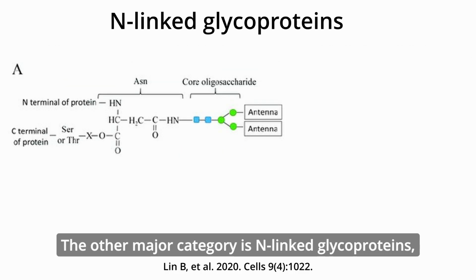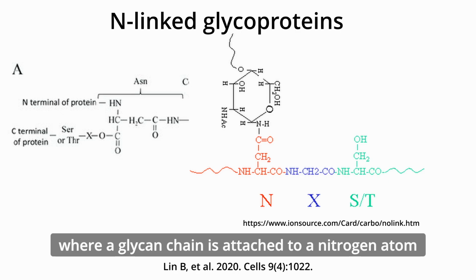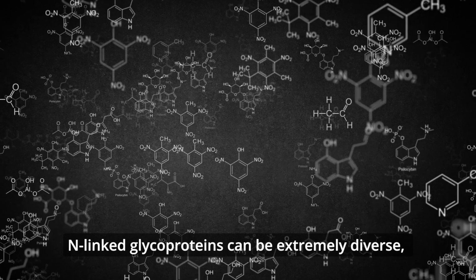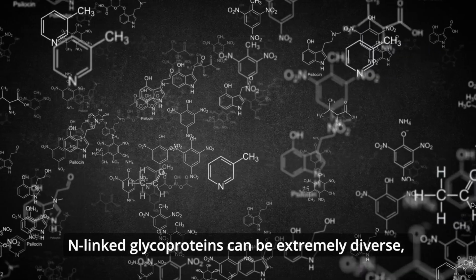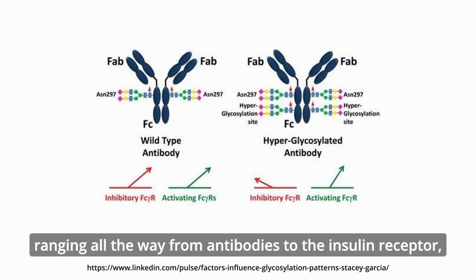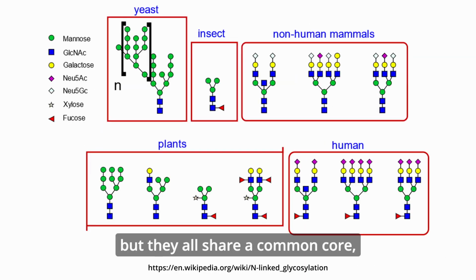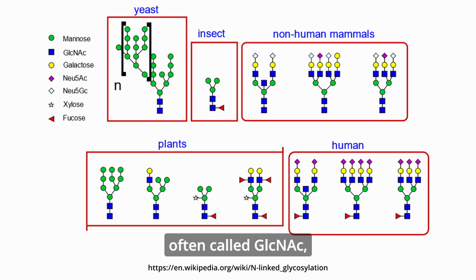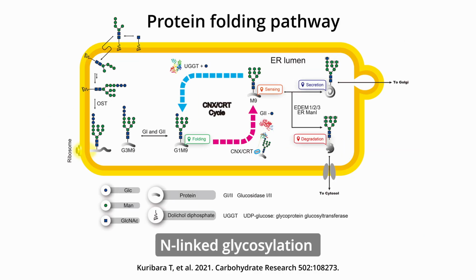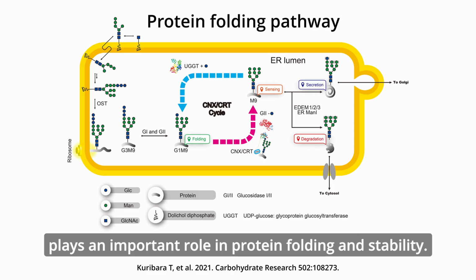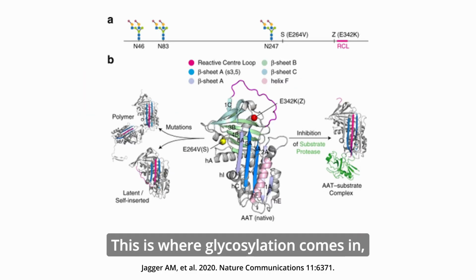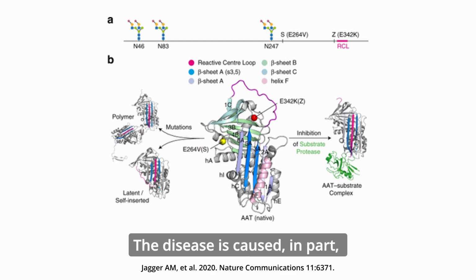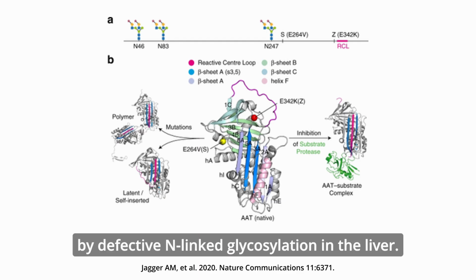The other major category is N-linked glycoproteins, where a glycan chain is attached to a nitrogen atom in an asparagine residue. N-linked glycoproteins can be extremely diverse, ranging all the way from antibodies to the insulin receptor, but they all share a common core consisting of N-acetylglucosamine, often called GlcNAc. N-linked glycosylation plays an important role in protein folding and stability. This is where glycosylation comes in: alpha-1 antitrypsin deficiency. The disease is caused, in part, by defective N-linked glycosylation in the liver.